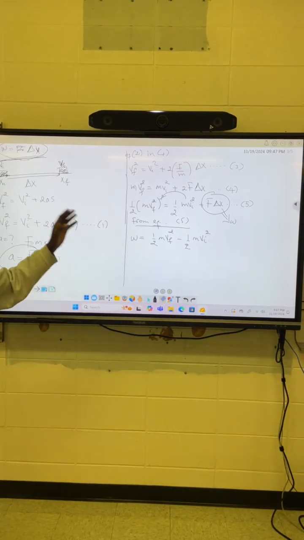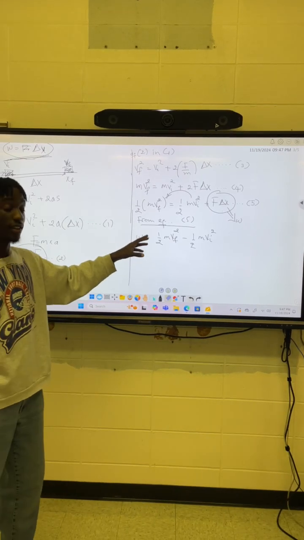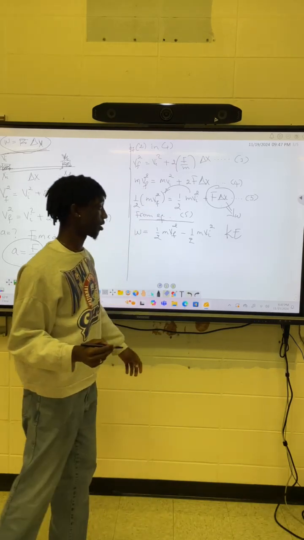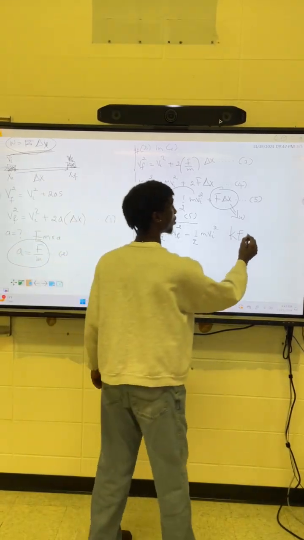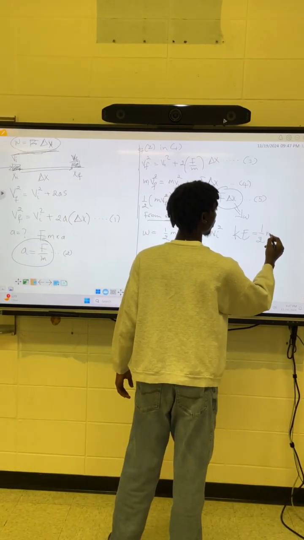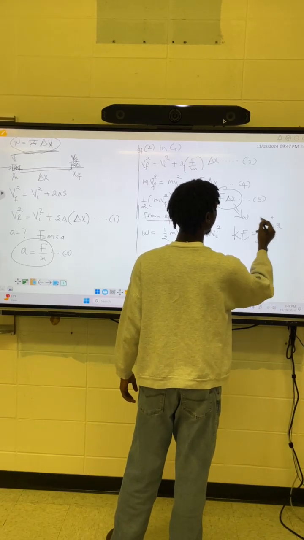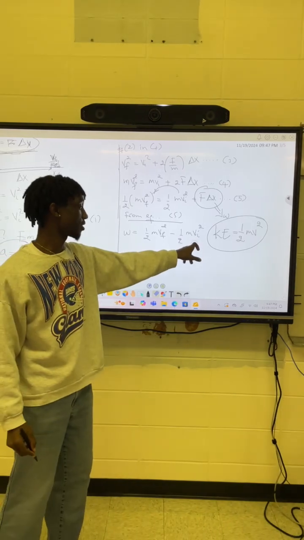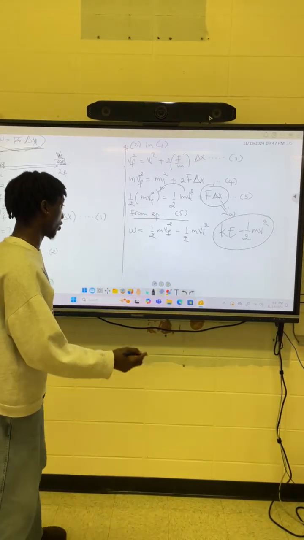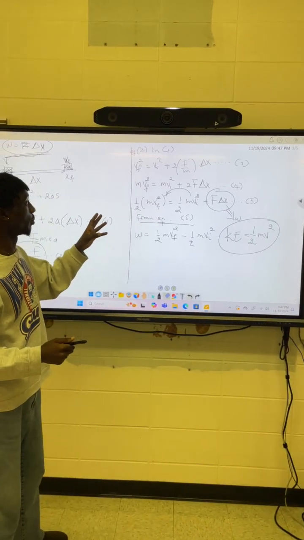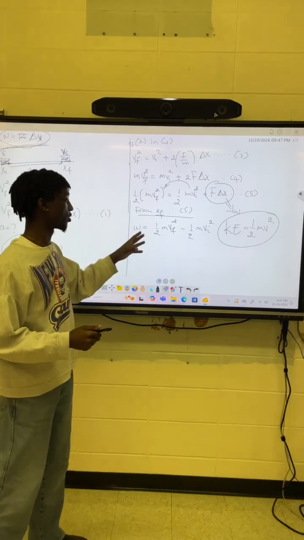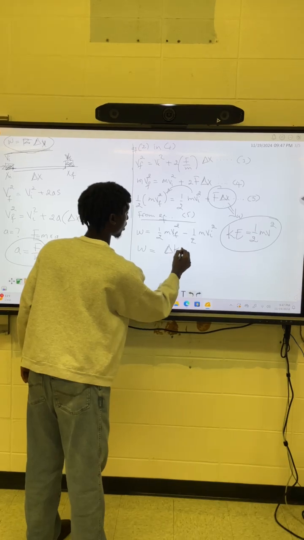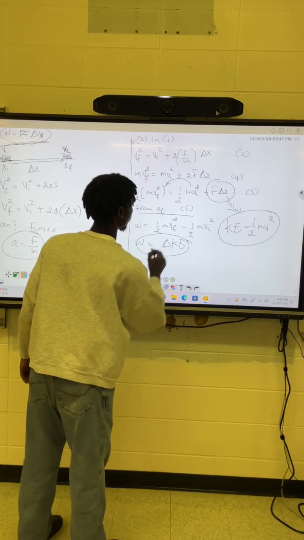And from what you can see, we know that the kinetic energy of an object is equal to 1 over 2 m v squared. So this is the final kinetic energy, and this is the initial kinetic energy. So as you can see, we can find a definition of work using kinetic energy, which is that work is equal to the change in kinetic energy.